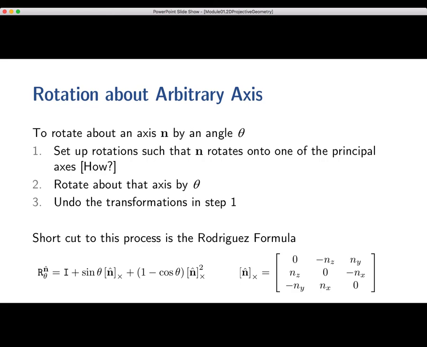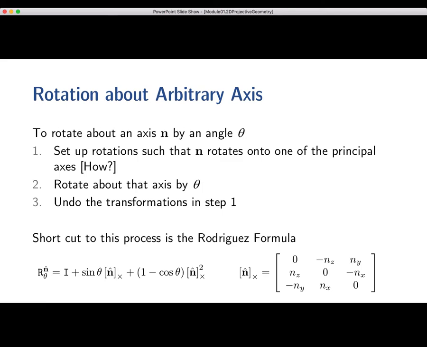This is a skew symmetric matrix. Remember in the tutorial I talked about certain special matrices, and one of them is a skew symmetric matrix. A skew symmetric matrix is one where the matrix is equal to its transpose with a negative sign. So the terms along the diagonal are negatives of each other. There's minus nz here, so there's nz. There's ny, so minus ny. There's nx, so there's minus nx, nx. Okay. So this matrix is purely defined by n, and we call it the skew symmetric matrix of n.